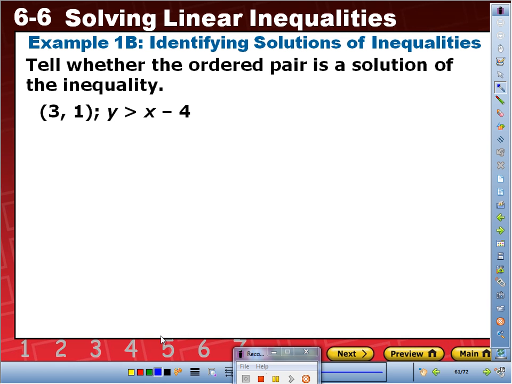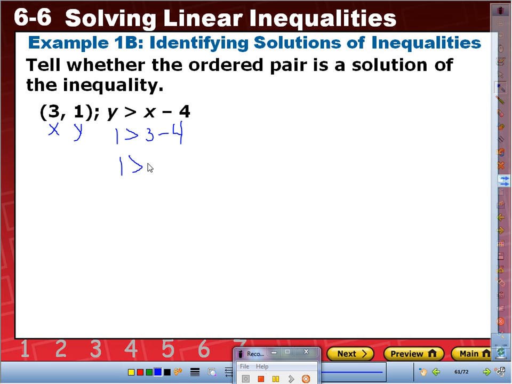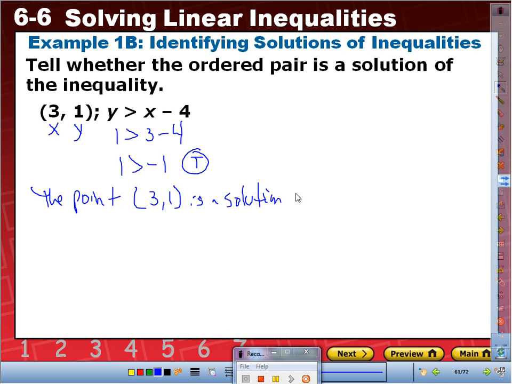So we're going to substitute values in here. We need our x value and our y value. So therefore, y is 1 greater than 3 minus 4. Therefore, 1 is greater than -1. So is 1 greater than -1? That is true. So we write the point 3, 1 is a solution to the inequality.